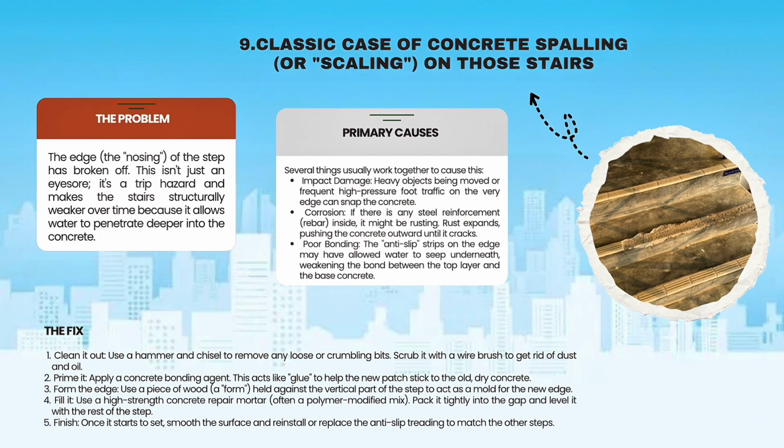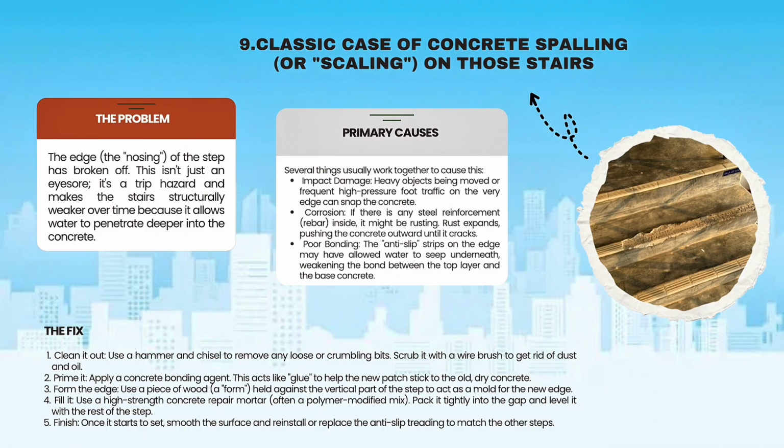The primary causes: several things usually work together to cause this. Impact damage, heavy objects being moved or frequent high-pressure foot traffic on the very edge can snap the concrete. And corrosion, if there is any steel reinforcement inside, it may be rusting. And poor bonding, the anti-slip strip on the edge may have allowed water to undermine it, weakening the bond between the top layer and the base concrete.